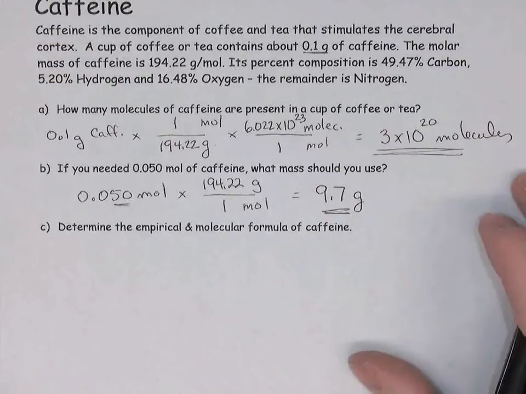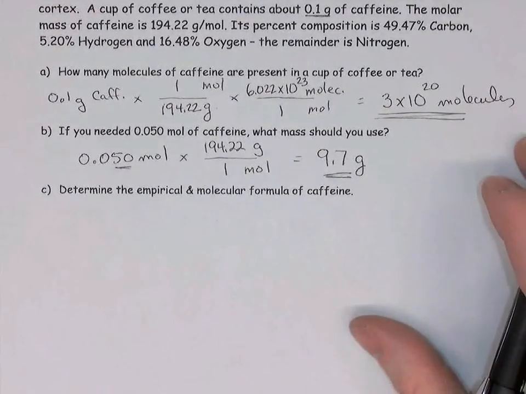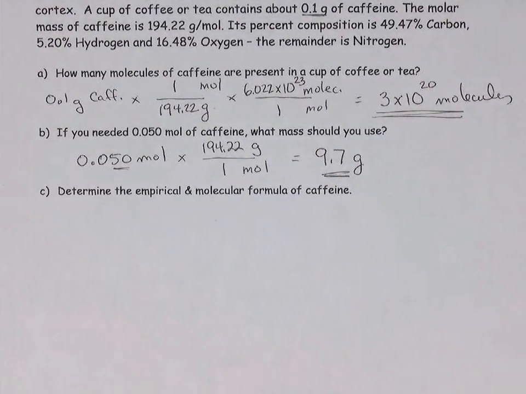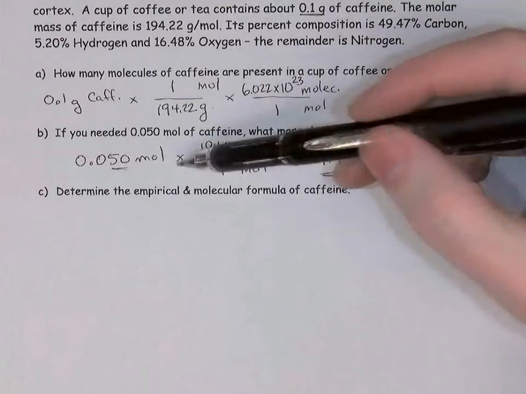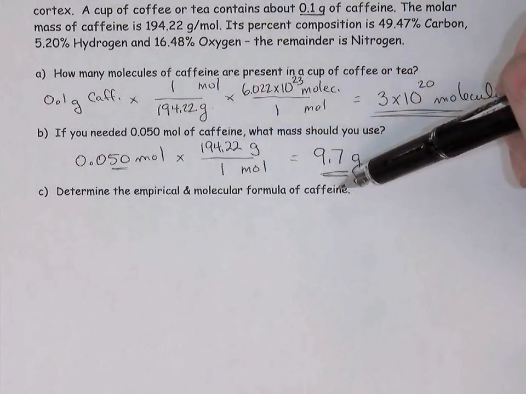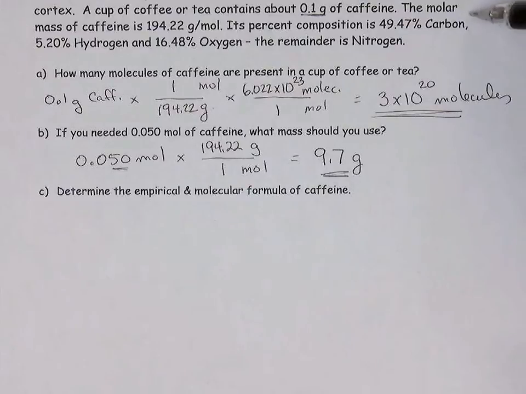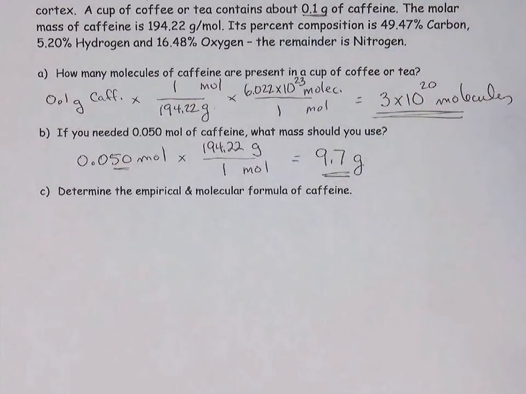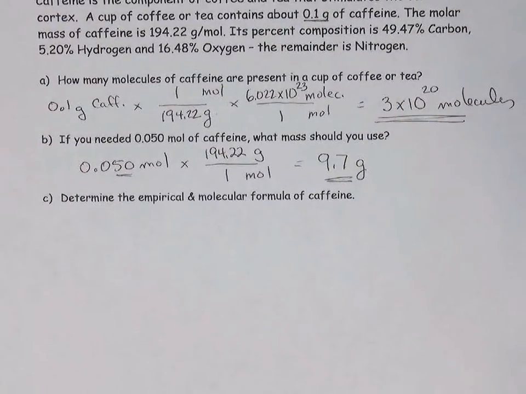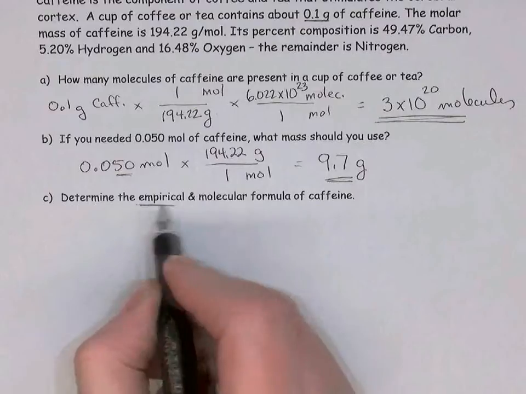So those are just 2 quick review problems. And now we're going to jump into the newer topic, how to find an empirical and molecular formula for caffeine, noticing that we were given the percent composition of the compound as well as the molar mass of the compound. Now, what is an empirical formula? Let's think about that just for a minute.